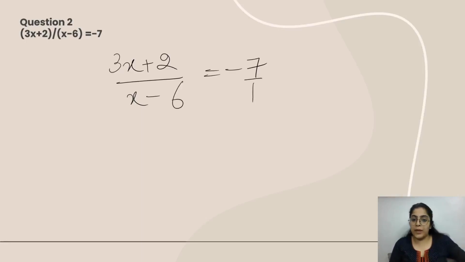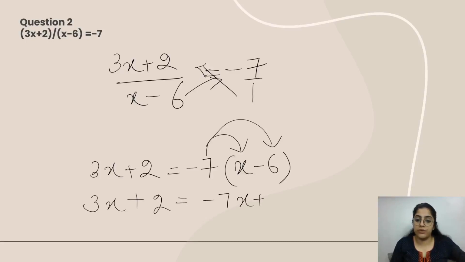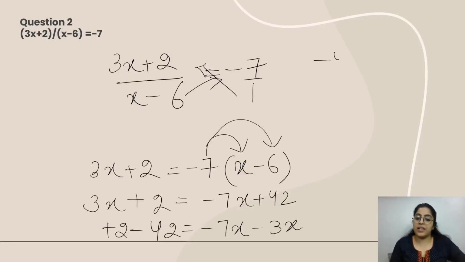What we will do, यहाँ पे हम denominator में 1 लिख देंगे. We will do the cross multiplication. This would be 3x plus 2 is equals to minus 7 multiply x minus 6, and we will multiply this 7 with 6 and x. हम दोनों के साथ multiply करेंगे. This would be 3x plus 2 is equals to minus 7x plus 42. Now 42 right hand side में चला जाएगा, right hand side में या left hand side में? Left hand side में जाएगा मैम. Positive 2 minus 42 is equals to minus 7x minus 3x. So this would be minus 40 is equals to minus 10x मैम.